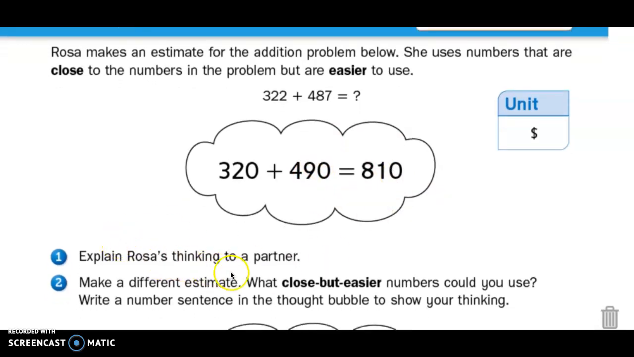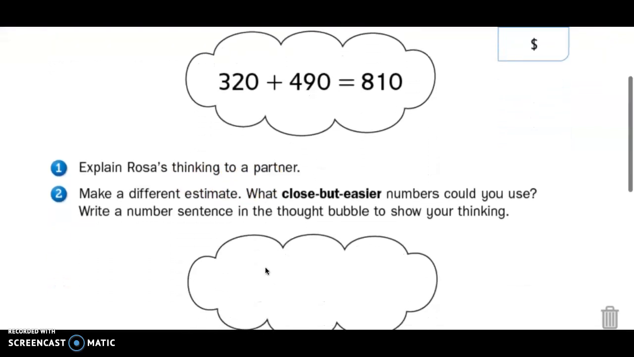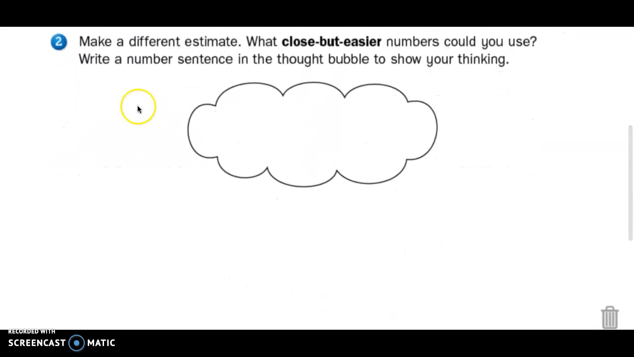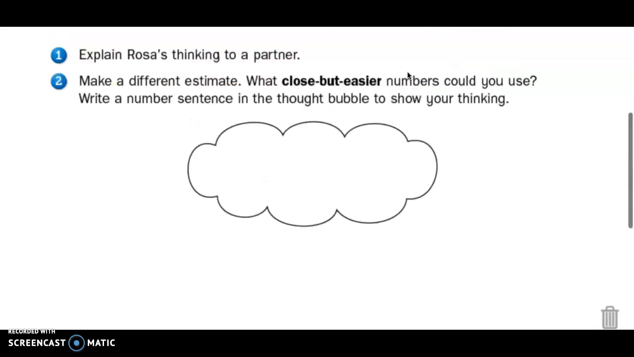So explain Rosa's thinking to a partner. We kind of just explained it together. You can explain it to someone around you or a pet or a stuffed animal. And for number 2, that bottom part says make a different estimate. What close but easier numbers could you use? Write a number sentence in the thought bubble below to show your thinking.